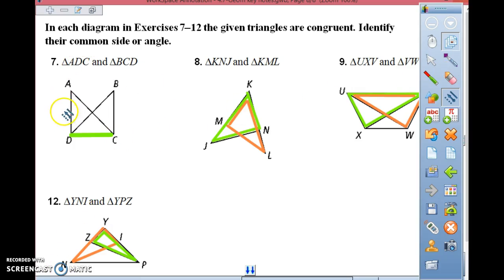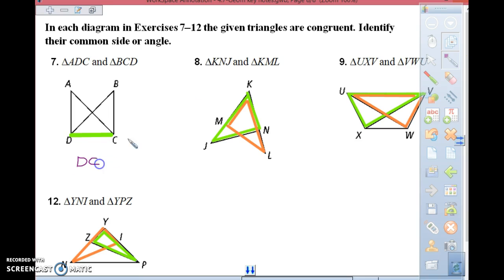In question number 7, the shared side would be DC. In question number 8, I highlighted the triangles. Looks like angle K is the shared angle. Question number 9, UV. And question number 12, angle Y.